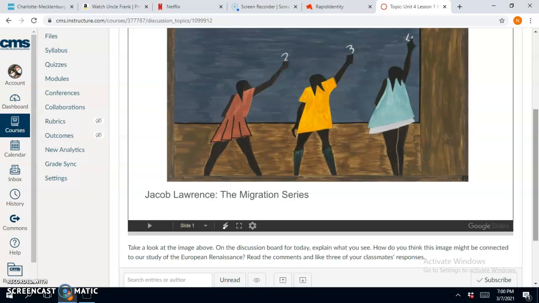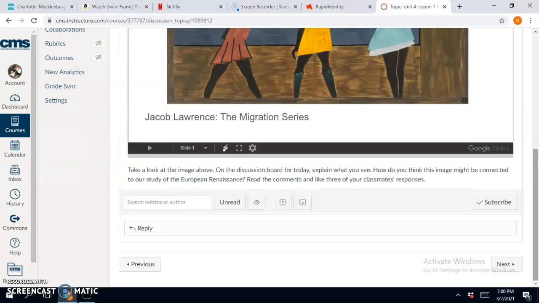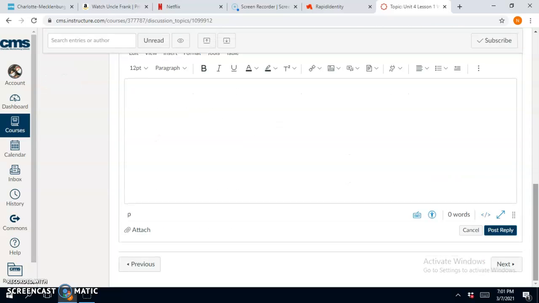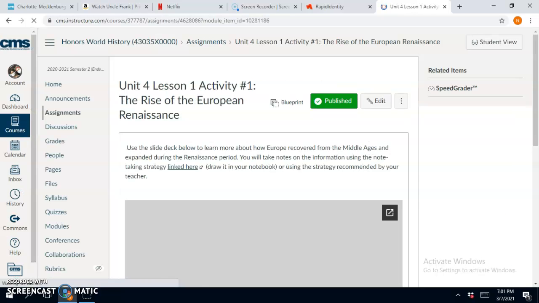It says read the comments and like three of your classmates' responses. You're not going to do that. You're just going to write the answer, what you think, write your opinion, and then you can like one of your classmates' responses. All right, click next. Well, here, just reminding you that you write that right there in that category. You click post reply, and it'll be there. All right, going to next.